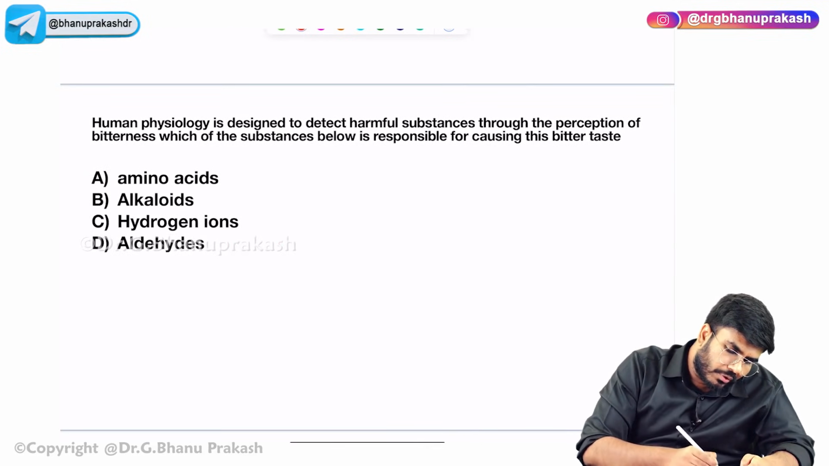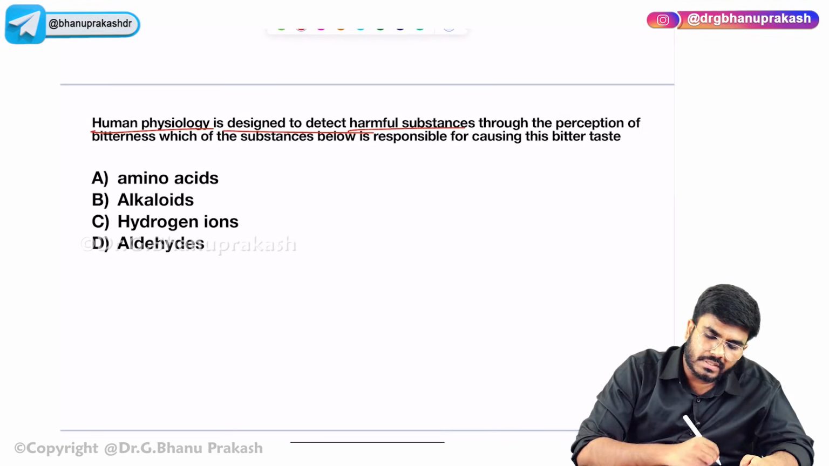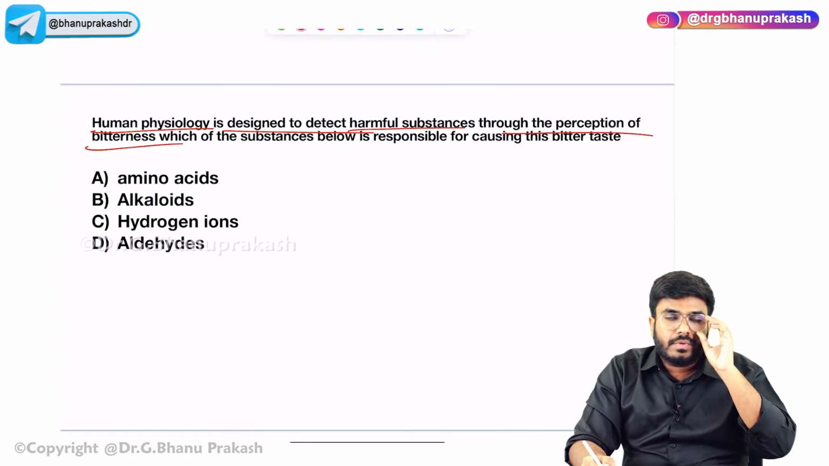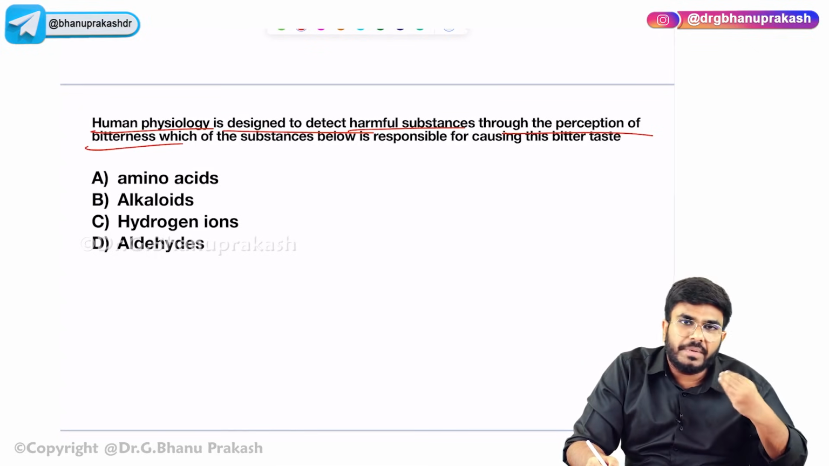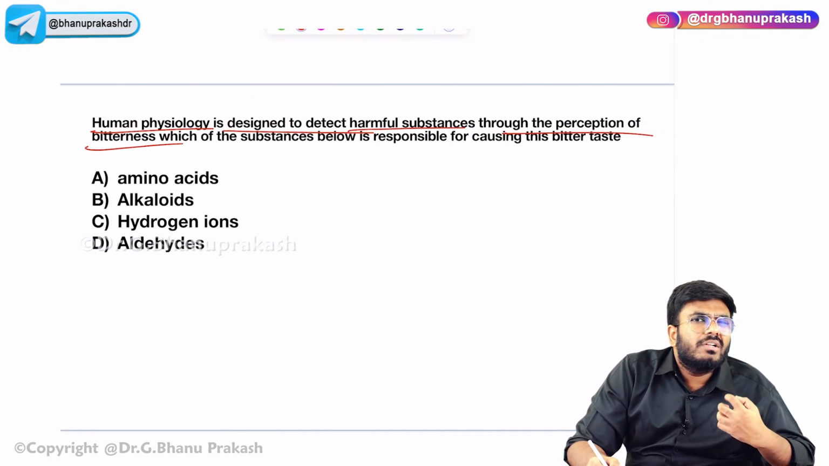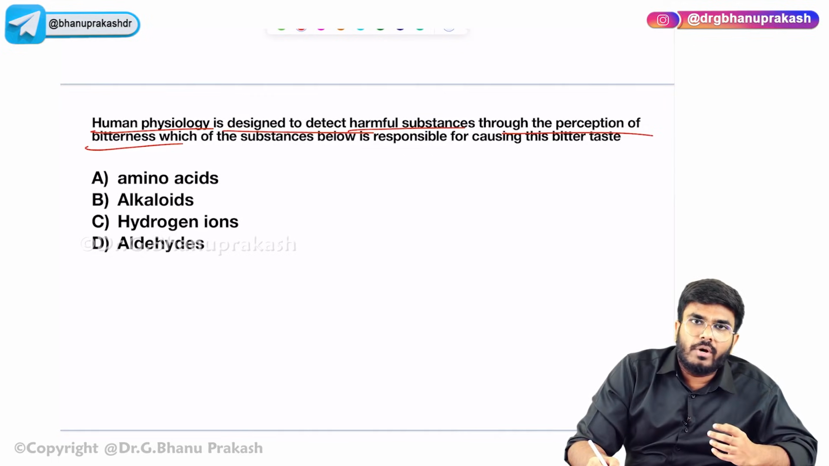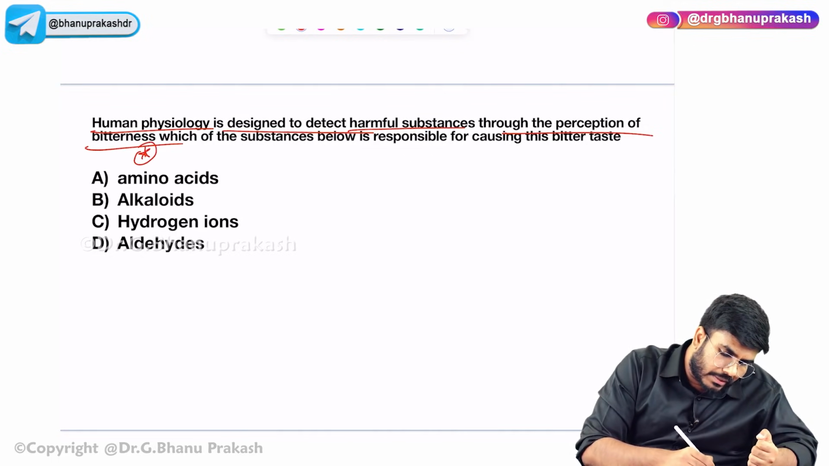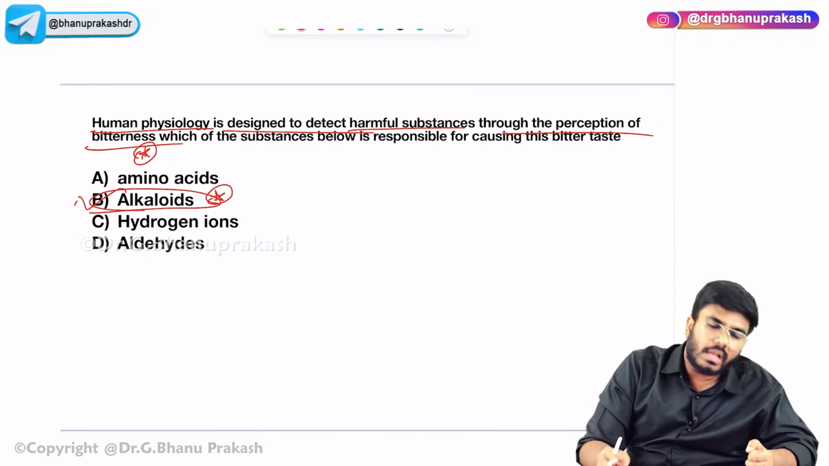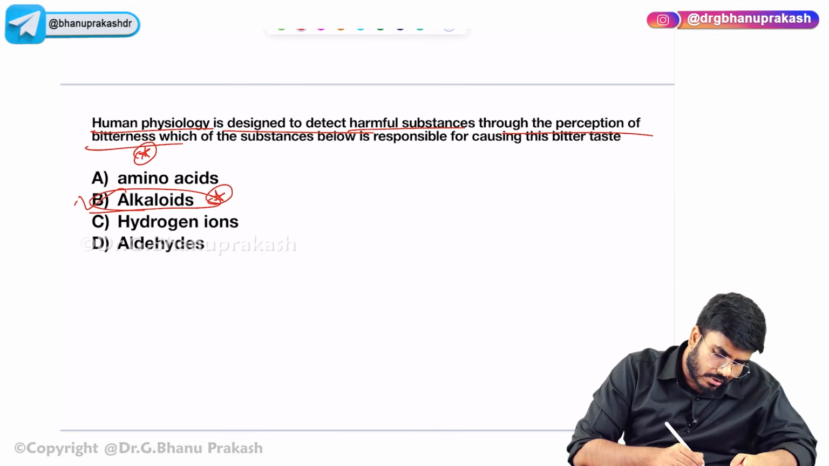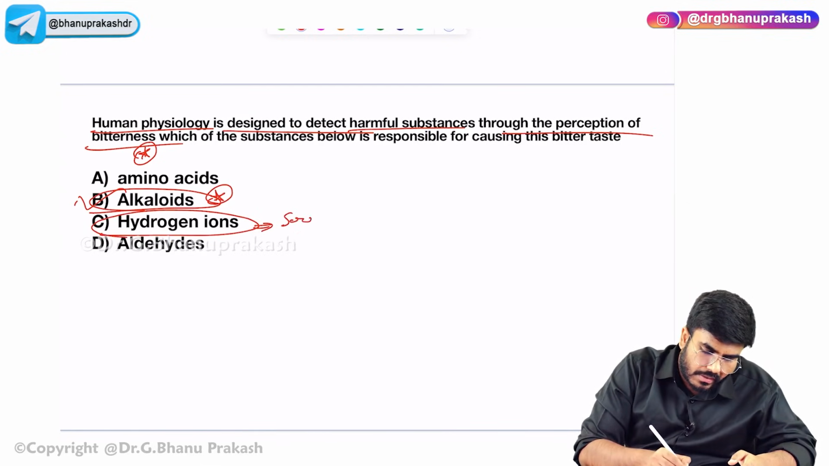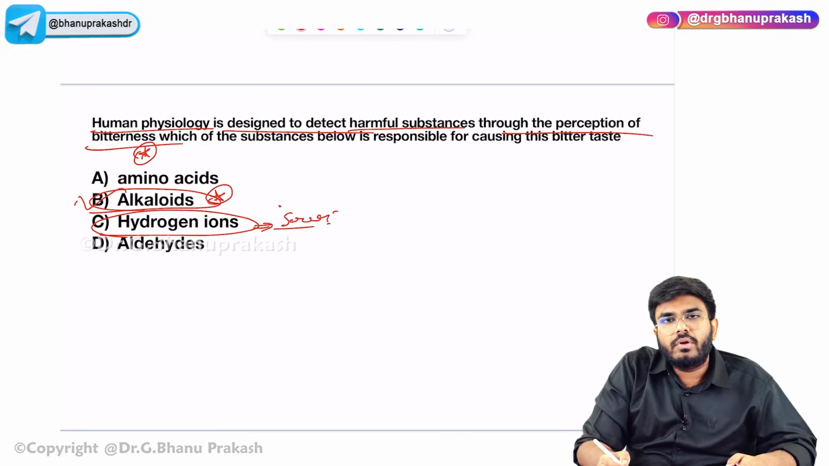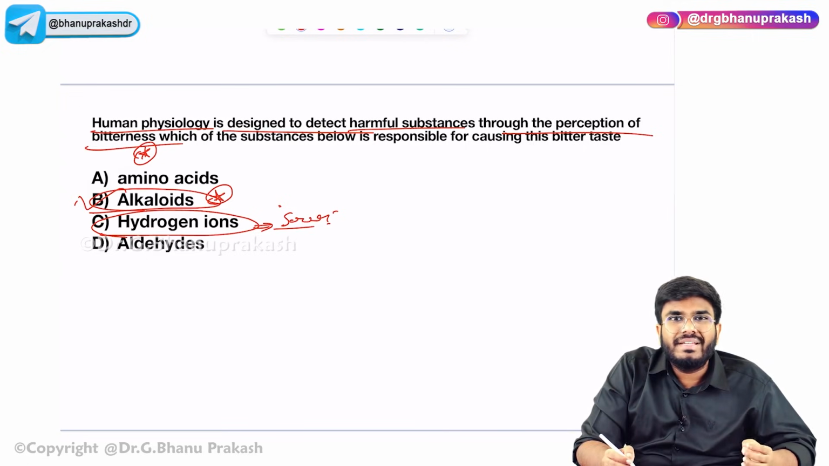Next, our human physiology is designed to detect the harmful substances through the perception of bitterness. We know what is good and what is bad. When you taste something bitter, you are definitely going to spit it out, thinking that this is something not good in taste. This is actually something bad to our body. So this bitterness is due to the presence of alkali substances, alkaloids. Hydrogen ions are the acids, they will give you the sour taste, but alkaloids are going to give you the bitter taste. Carbohydrates are going to give you the sweet taste. Sodium chloride is going to give you the salty taste.